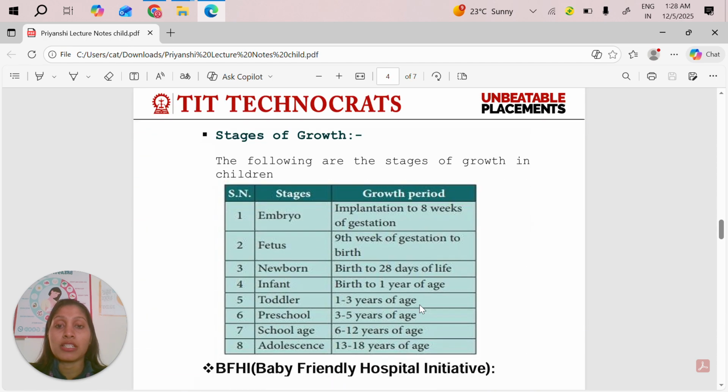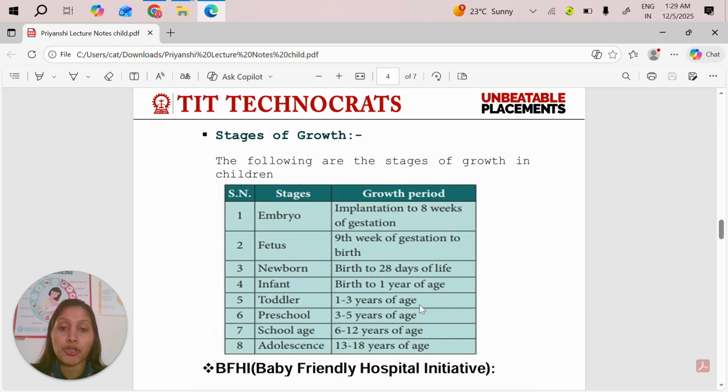Now we discuss the stages of growth. There are several stages of growth. Firstly, we start with the embryo. It means implantation to 8 weeks of gestation. Okay. Then second is fetus. Fetus is from the 9th week of gestation to birth. It means after 9 weeks are completed, from gestation to birth.